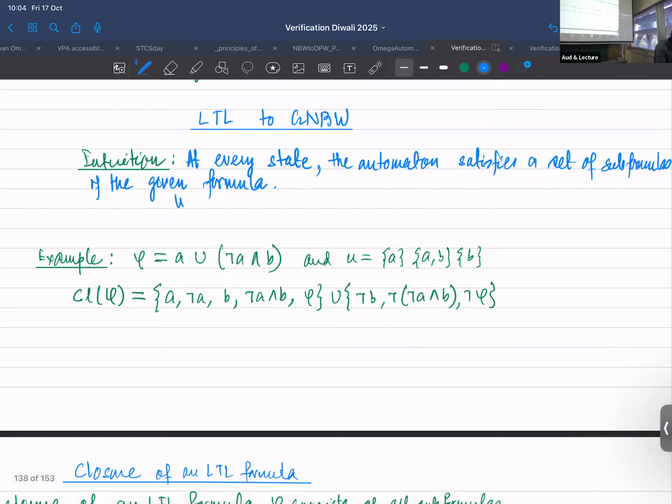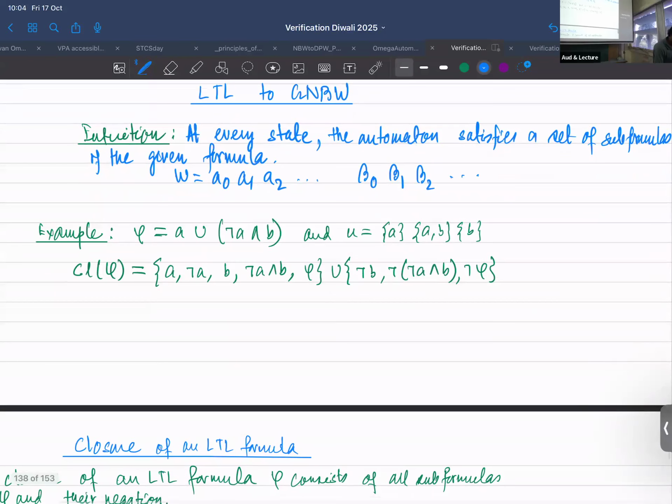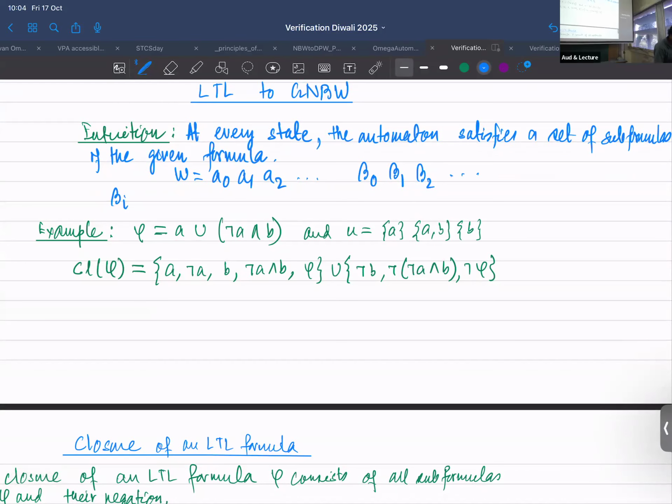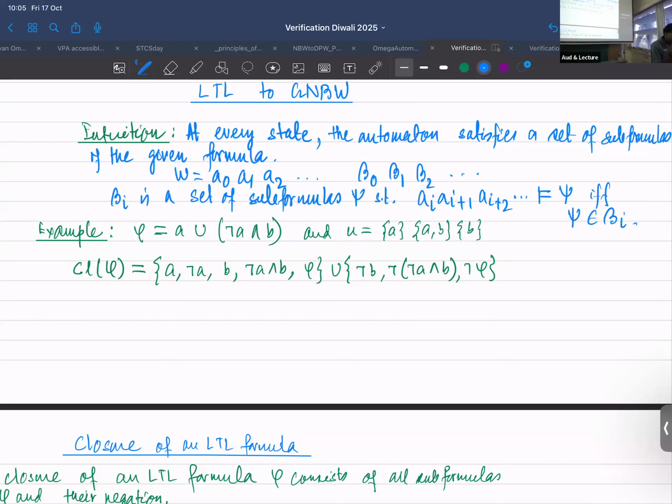So for example, suppose there is a word w which is of the form A0, A1, A2, etc., and suppose you have an accepting run for this automaton, and let's call this accepting run beta 0, beta 1, beta 2, etc. Each beta i is a set of subformulas psi such that the suffix of the word starting from Ai satisfies psi if and only if psi belongs to beta i.